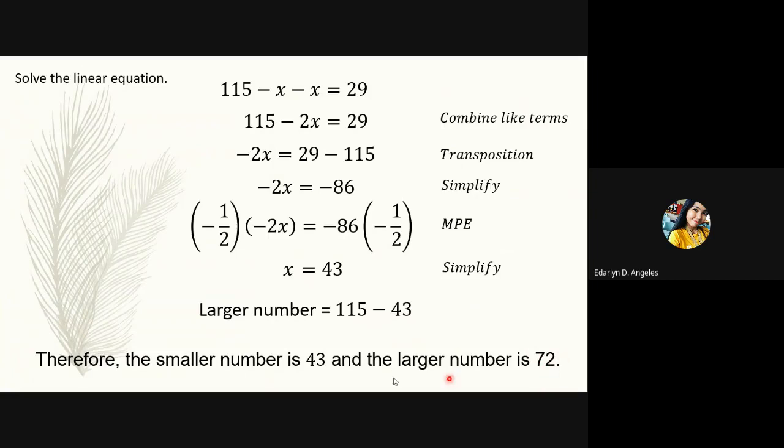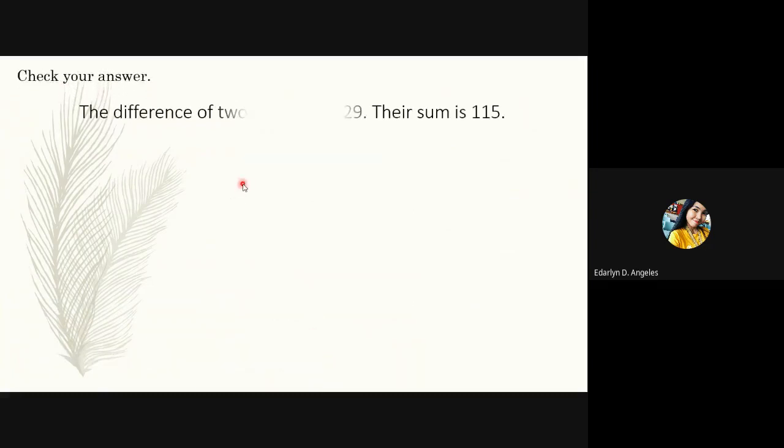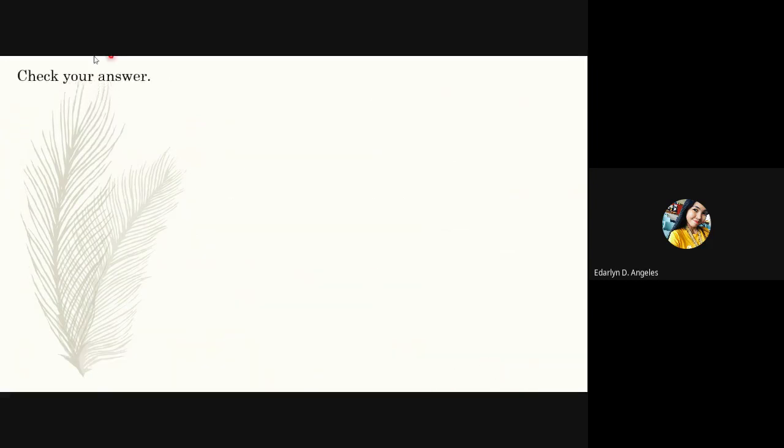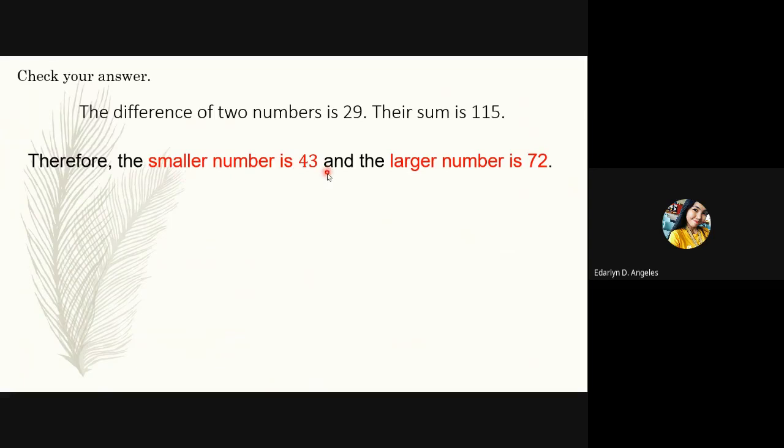Okay? Of course, we need to verify if our answer is correct. So let's try to check it. Again, our problem is the difference of two numbers is 29 and their sum is 115, and we are to find the smaller number. Mom, we just need to find the smaller number. Why do we need to find also the larger number? As I have said earlier, we need to also find the larger number for us to be able to verify our answer. So the smaller number is 43 and the larger number is 72.